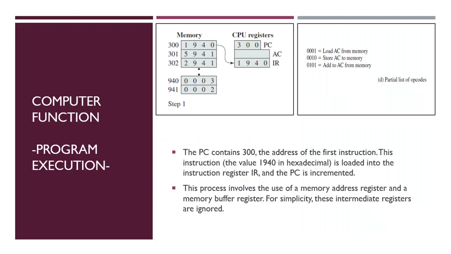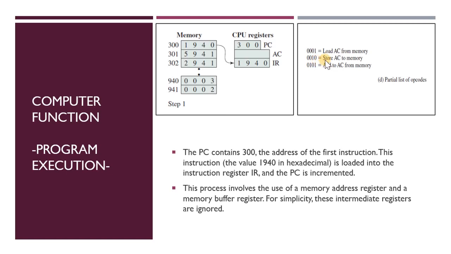Now we are going to have a closer look at the program execution for step 1. Here, this is the memory part and this is the CPU registers. The registers involved in the CPU are the PC program counter, AC accumulator, and the IR instruction register. On the right-hand side, this is the list of the operation codes. Remember that the operation code is in binary form. And 0001 is the opcode to load accumulator from memory.